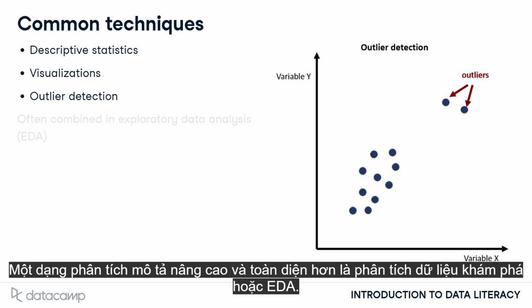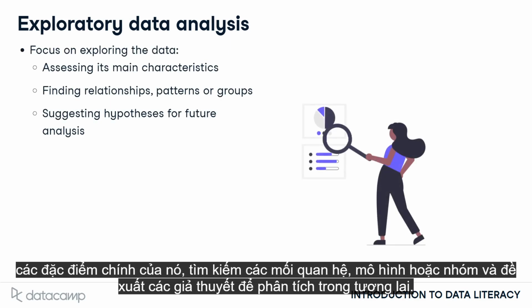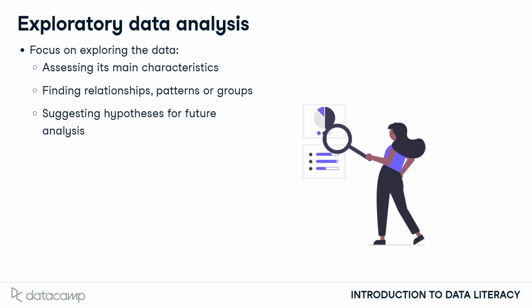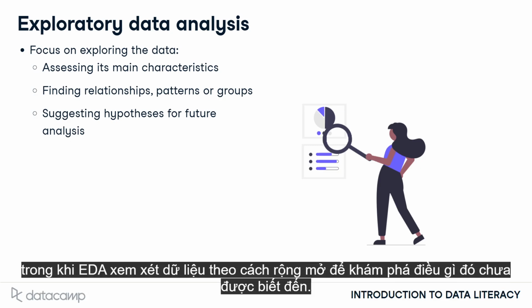A more advanced and comprehensive form of descriptive analytics is exploratory data analysis, or EDA. The focus of exploratory data analysis, as the name implies, lies in exploring the data, assessing its main characteristics, finding relationships, patterns, or groups, and suggesting hypotheses for future analysis. Often, it is contrasted with hypothesis testing, which is more formal and specific, while EDA looks at data in a broad, open way to discover something that is not known yet.